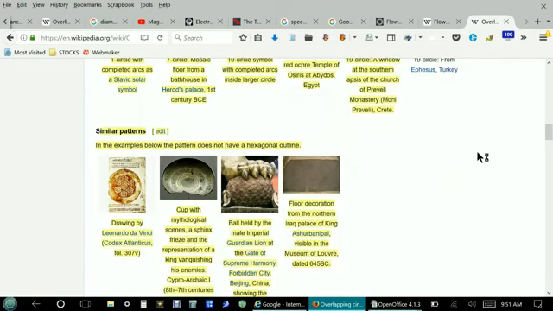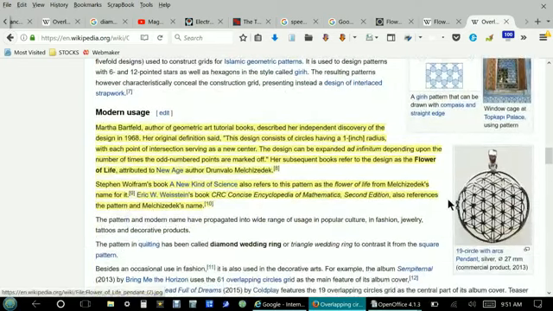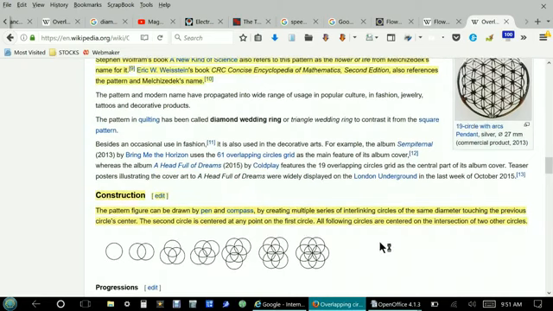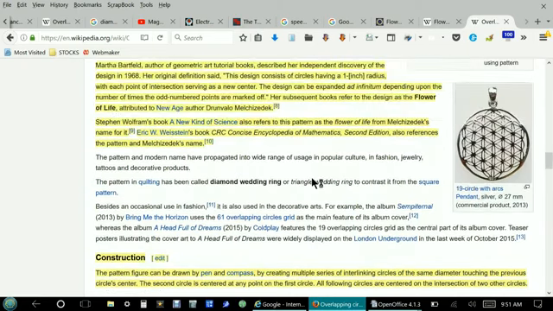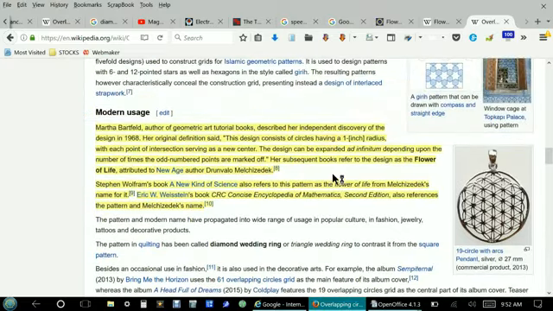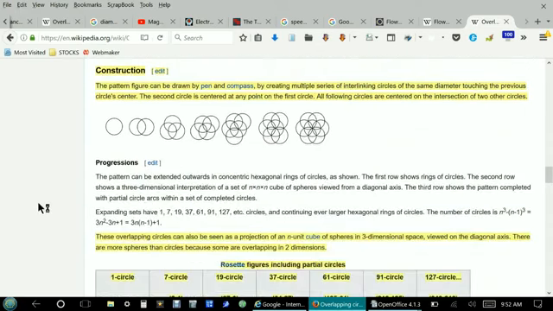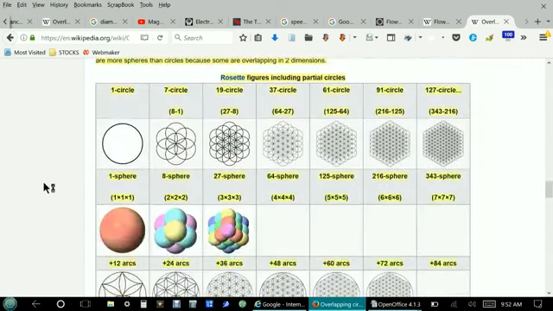Okay, similar patterns. It goes all the way through here. And then the modern usage is what we call the flower of life. And they do mention in here that Drunvalo Melchizedek popularized this flower of life. And so that made it New Agey of sorts. But it simply occurs in every ancient civilization.